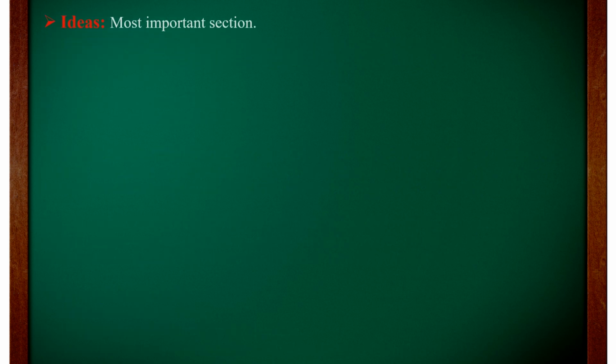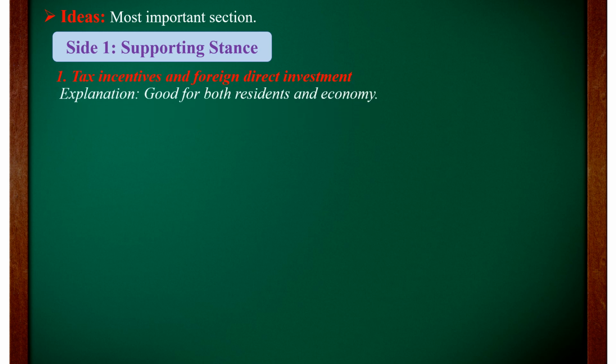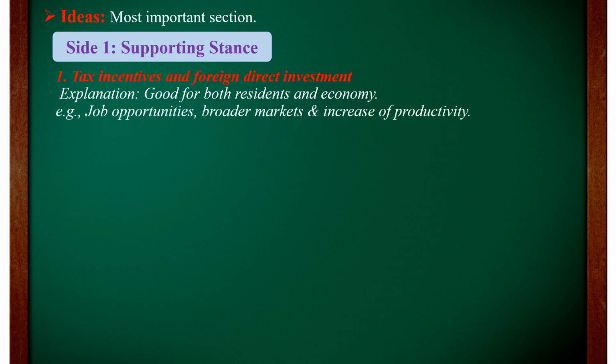Next, idea. Ideas are a core section of the essay. Here are some strategies to write a convincing personal viewpoint essay when you agree with the statement completely. First, you should include 3 supporting ideas, and each idea should be well explained with concrete examples. In the exercise, I wrote 3 main supporting ideas. Supporting idea 1 is taxation and foreign direct investment. This is a good alternative aid because it is advantageous for both local residents and the national economy. Some examples are job opportunities, broader markets, and increased productivity.